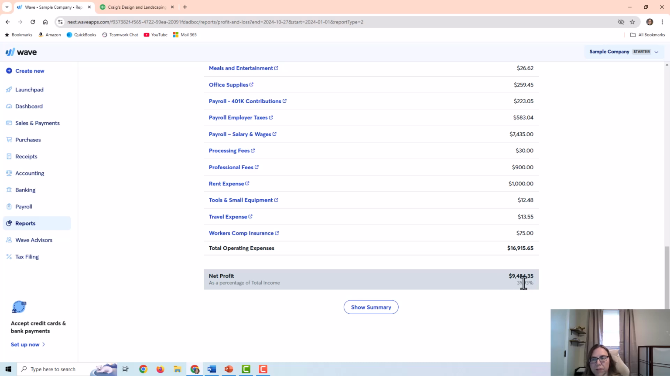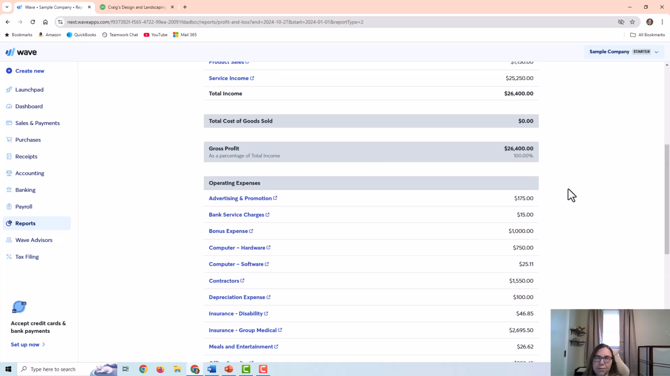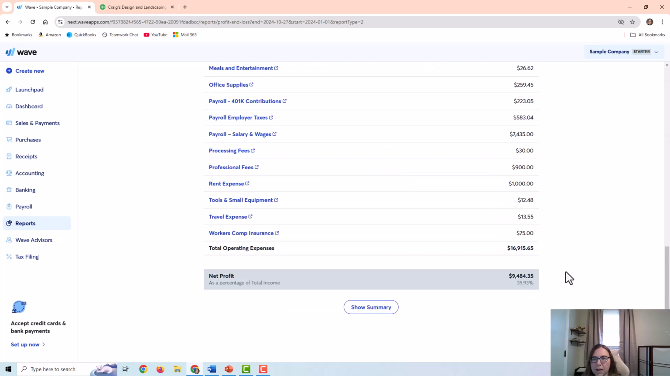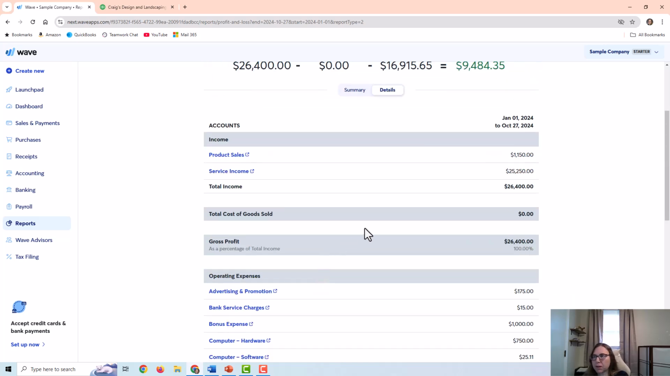So in Wave, they actually have a percentage also, which you might find helpful, but that is not going to be in every program. Okay, so very similar to what we saw, it's just these actual examples are a little more elaborate than what you saw in my lesson.